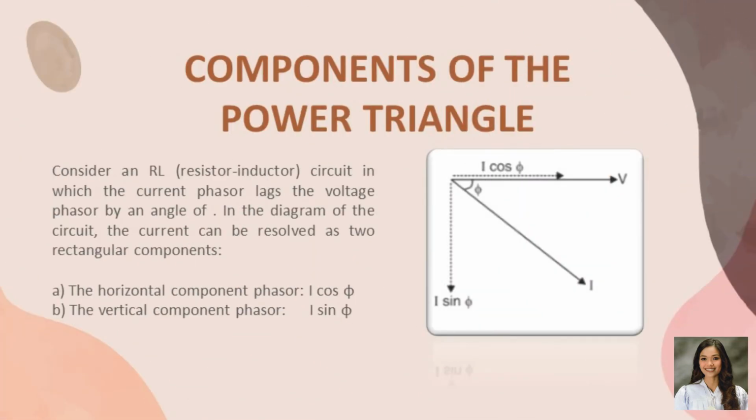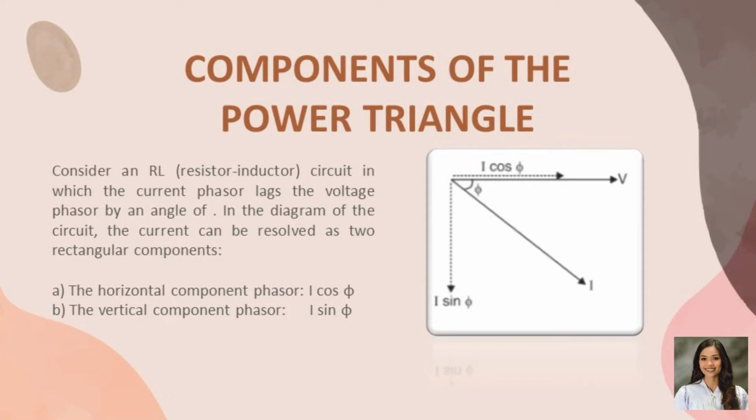Now let's go on to our main lesson. The components of the power triangle. Consider an RL resistor-inductor circuit in which the current phasor lags the voltage phasor by an angle of theta. In the diagram of the circuit, the current can be resolved as two rectangular components. As we can see on the right side, there is a photo.